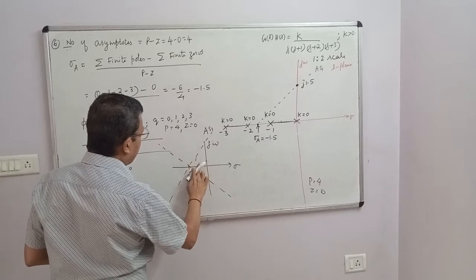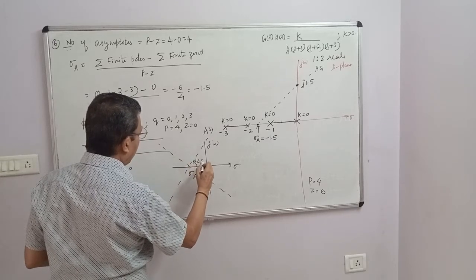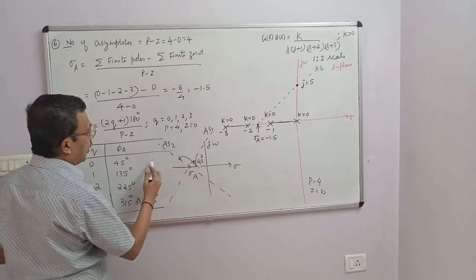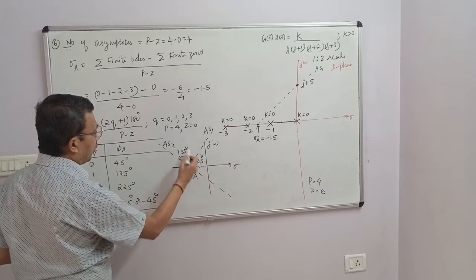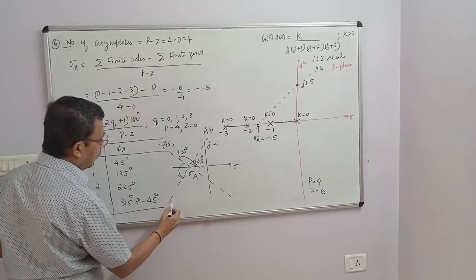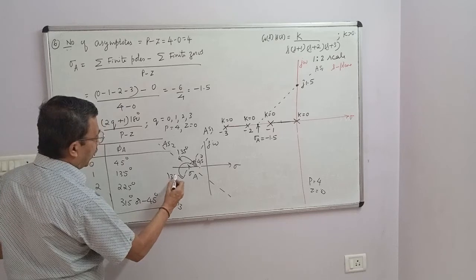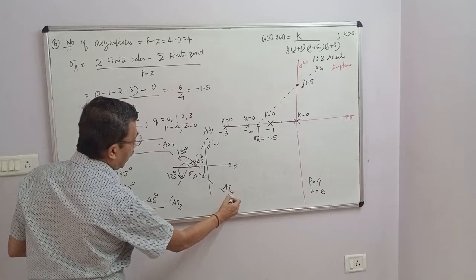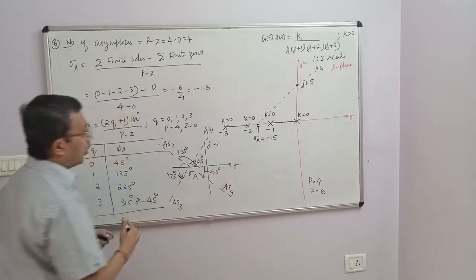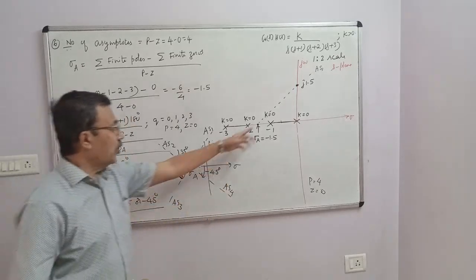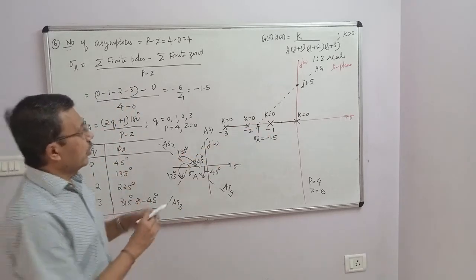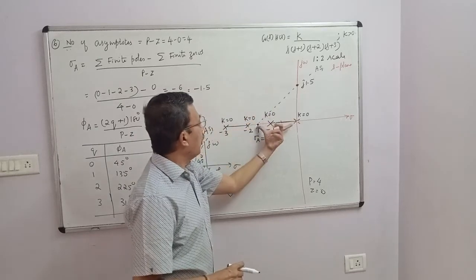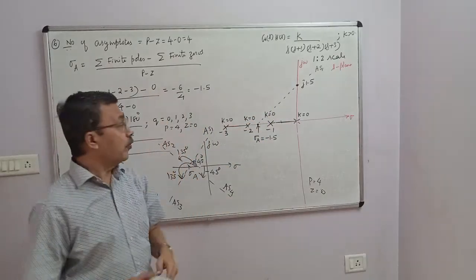It makes an angle of 45 degrees. This is asymptote AS2. It makes an angle of 135 degrees. This is the next asymptote, AS3, which makes an angle of 225 degrees. This is asymptote number 4, AS4, which makes an angle of minus 45 degrees. If I write all the angles over here, it will become very cumbersome. How do you get this angle as 45 degrees? Tan inverse of 1.5 by 1.5 means tan inverse of 1, which is 45 degrees.